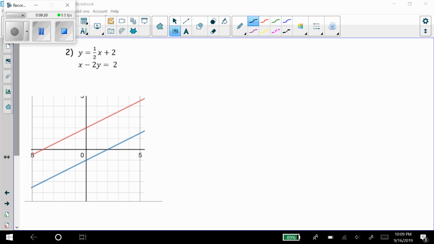So I gave you two more linear functions, and I know you can see the graph, and I know you know how this is going to end up. But I just want to show you what an inconsistent linear system looks like when you solve it algebraically. So you can use either method you want. I prefer to use the substitution method this time because they're giving me a function in terms of y already. So I'm going to rewrite my functions. y equals 1/2 x plus 2, and x minus 2y equals 2.